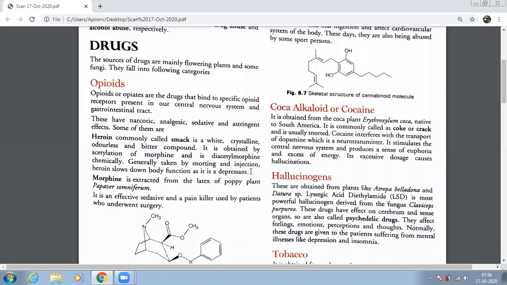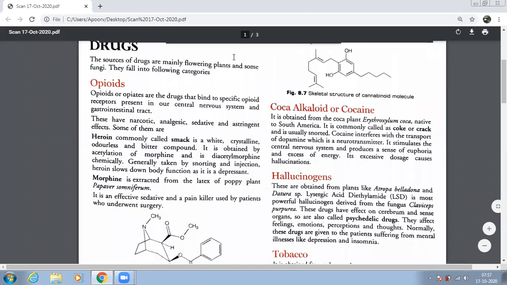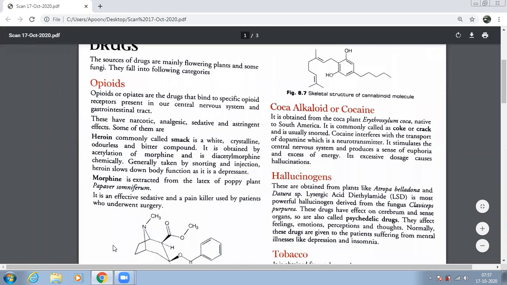Generally taken by snorting and injection, heroin slows down the body function as it is a depressant. What is snorting? Taking it through the nostrils. हमने शुरू में बोला था कि मेन सोर्स ऑफ ड्रग्स प्लांट्स होते हैं. So how are we going to relate this heroin and smack to plants? हमने एक ये जो बनाया, this is diacetyl morphine. But where did morphine come from? Acetyl groups were added to morphine, but morphine is a natural product. So morphine, this plant you have to remember for sure.